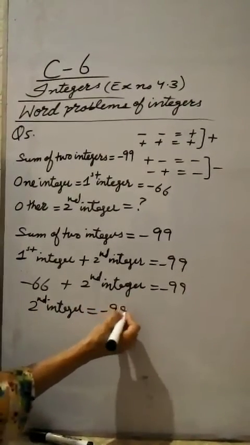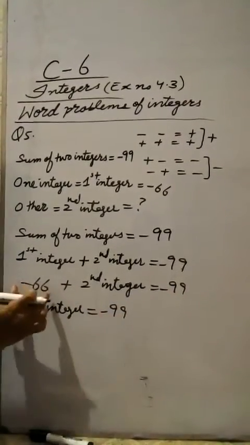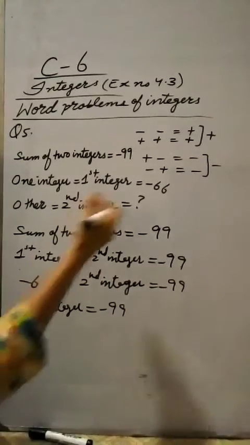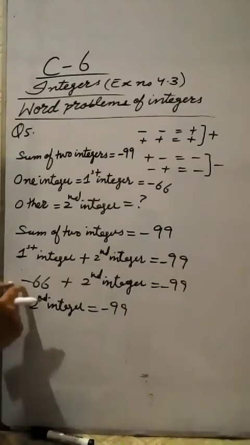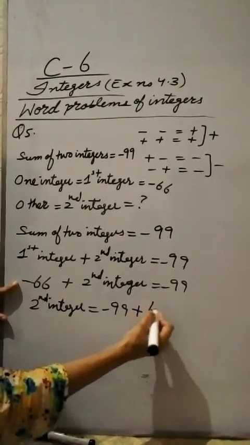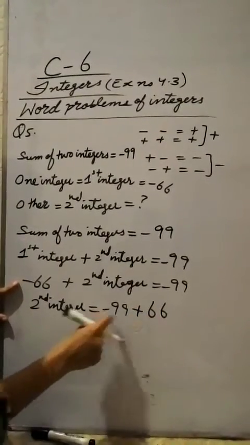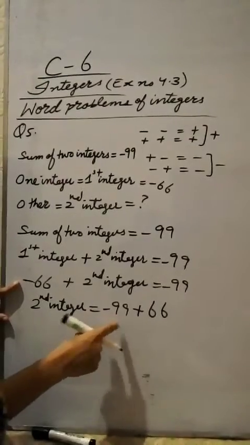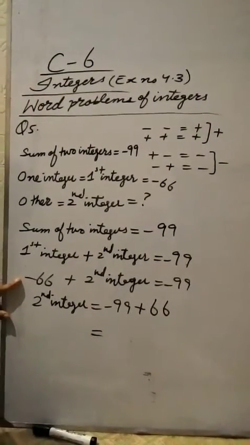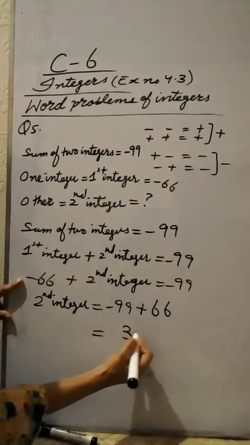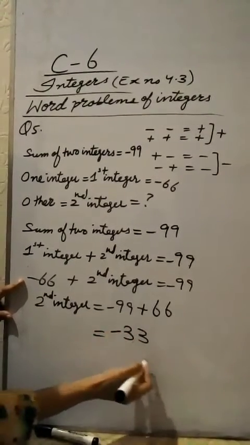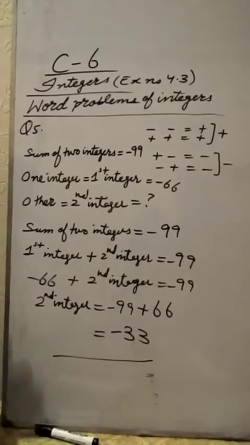Minus 99 stays the same, but minus 66 will go, as a relative, from the left side to the right side. Minus will convert into addition. So minus 99 plus minus 66 becomes minus 99 minus 66. So the answer will be 33, but take the sign of the bigger value. Draw the ending line.